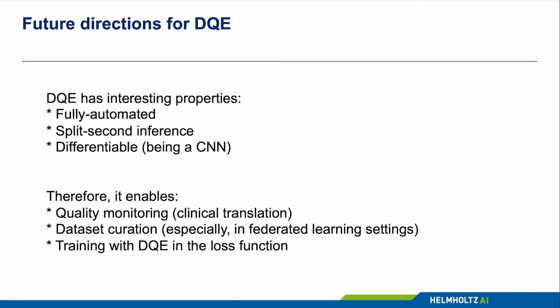What are future directions for deep quality estimation? DQE has interesting properties. It is fully automated, has split-second inference times, and being a convolutional neural network, it is also differentiable. Yes, besides quality monitoring for clinical translation, DQE enables dataset curation in federated learning settings. Further, being differentiable, DQE can also be applied in loss functions for CNN training.